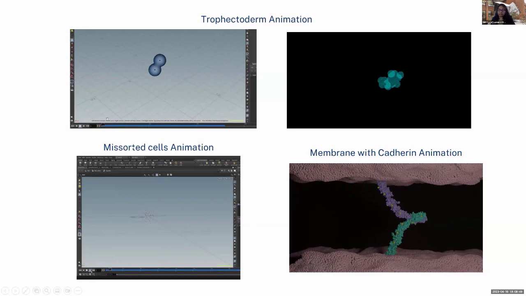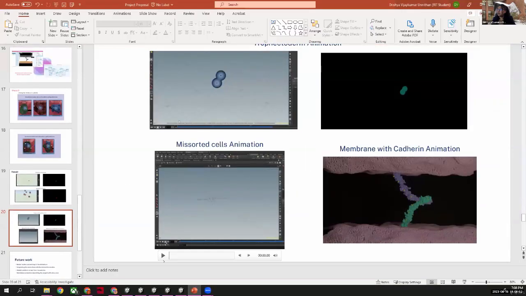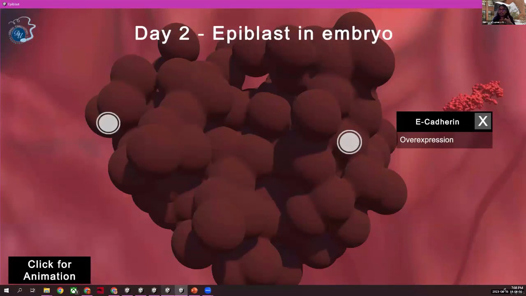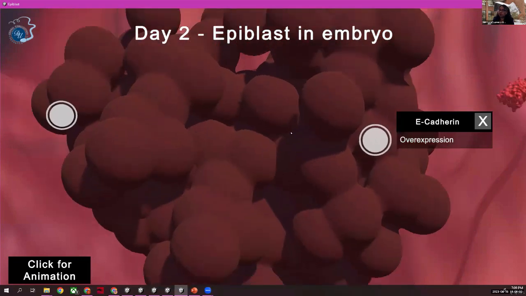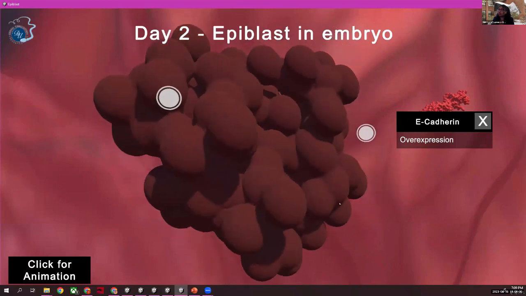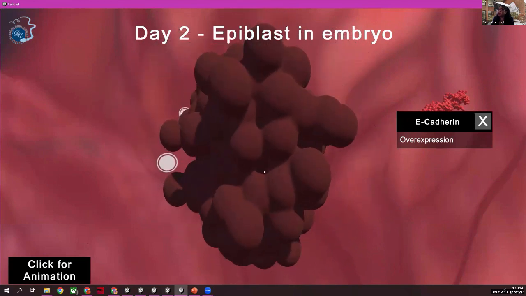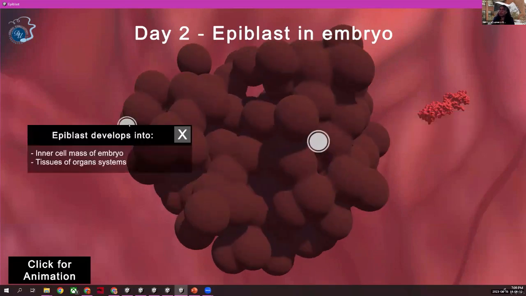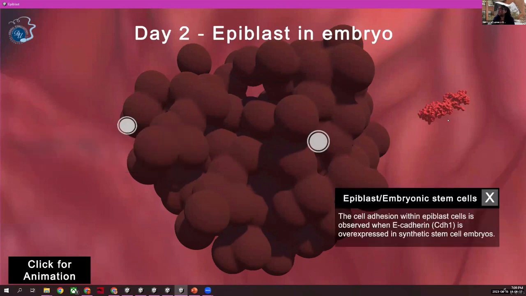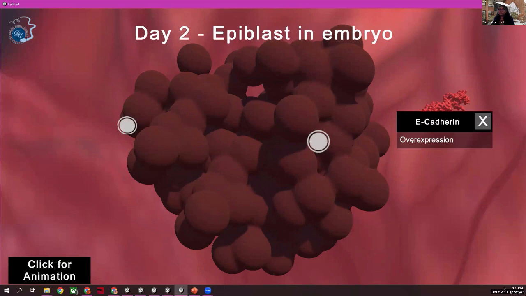Now let's look at the interactive models that I have built. Okay, can you all see the screen? Okay, so first is the day 2 epiblast in embryo. I have added the zoom in, zoom out function, the x-axis, y-axis, z-axis rotation as well. Then on clicks, you will get the information on the model, and even the protein which is used for overexpression over here. This click for animation button I've given, once it's incorporated in the website, will lead you to the animation once I have the rendered cell divisions ready.